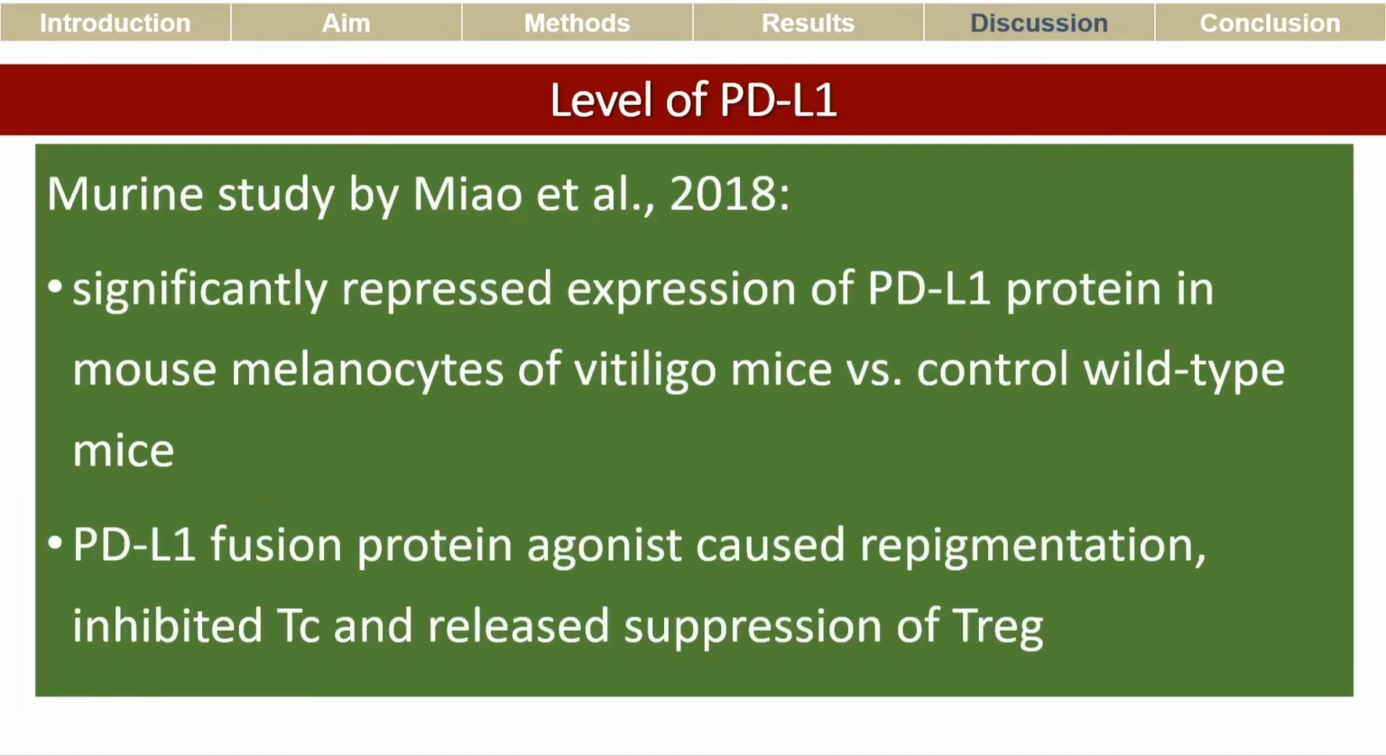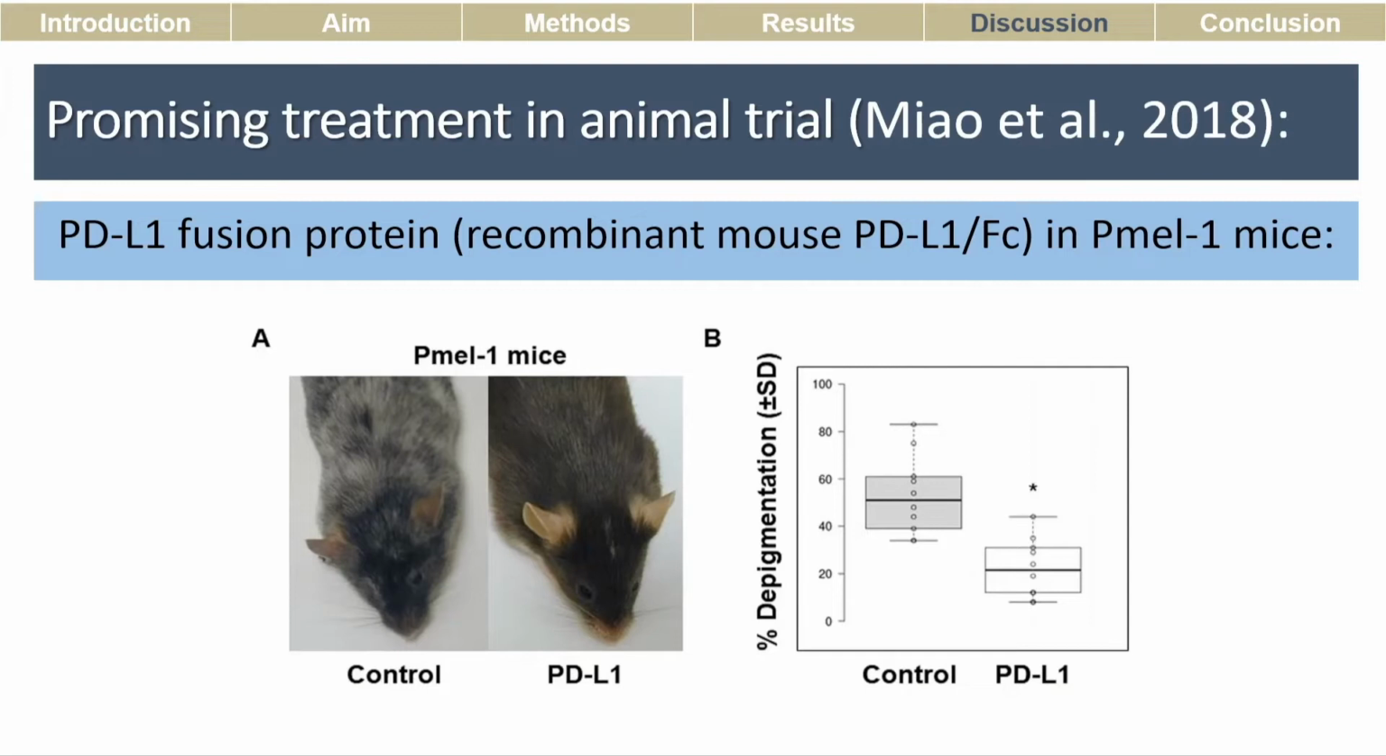A notable murine study by Miao and colleagues in 2018 revealed significantly repressed expression of PDL1 protein in mouse melanocytes of vitiligo mice versus control wild-type mice. Administration of PDL1 fusion protein agonist caused repigmentation, inhibited T cytotoxic cells, and released suppression of Tregs. In this photo, we can see how a vitiligo mouse achieved significant repigmentation after PDL1 fusion protein agonist therapy.